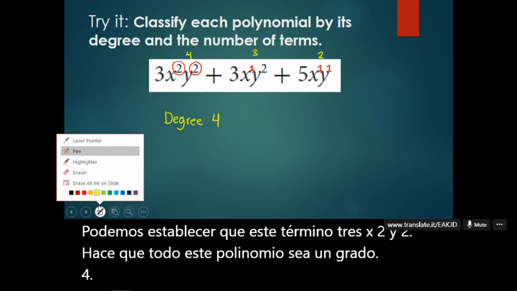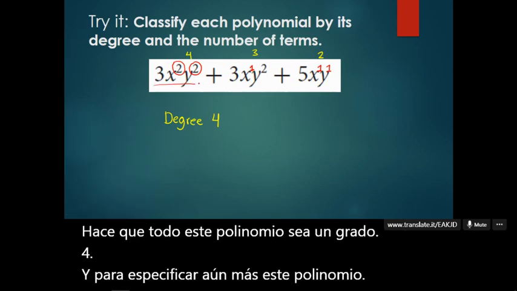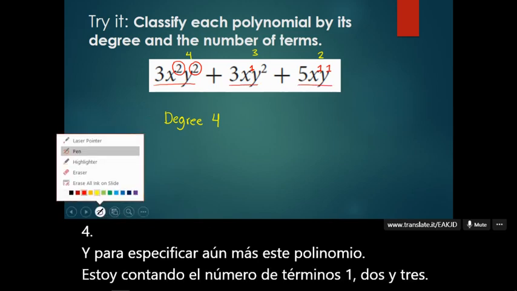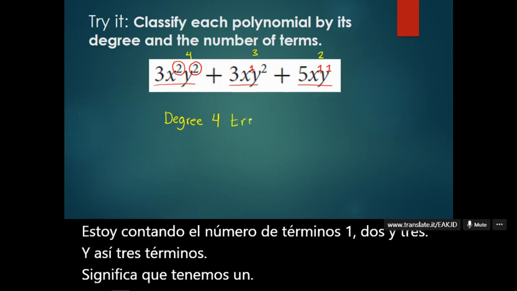And to further specify this polynomial, I'm counting the number of terms, 1, 2, and 3. And so 3 terms means that we have a degree 4 trinomial.